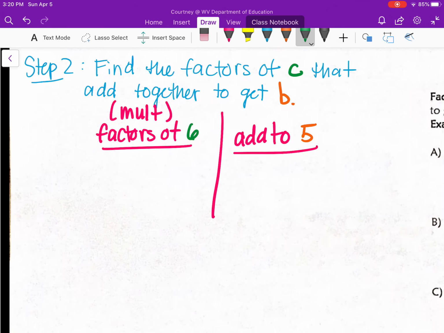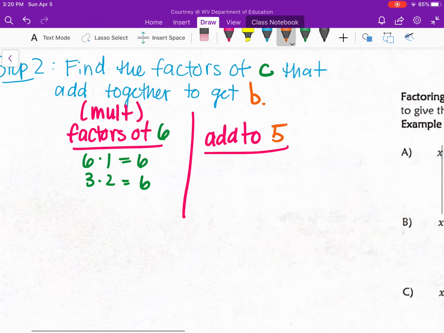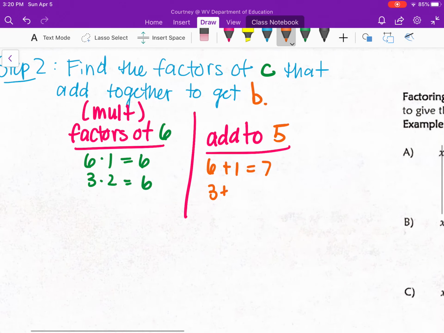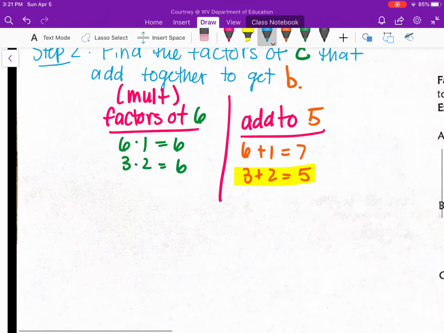Well, let's look at two things that multiply to get 6. There's 6 times 1, that's 6, and also 3 times 2, that's 6. So it's got to be one of those. Which one adds to be 5? Well, let's see. 6 plus 1 is 7, and 3 plus 2 is 5. So here it looks like 3 and 2 are going to be our winners there.